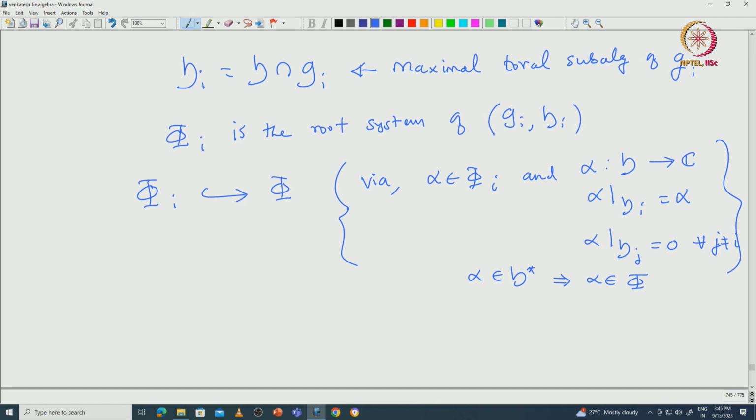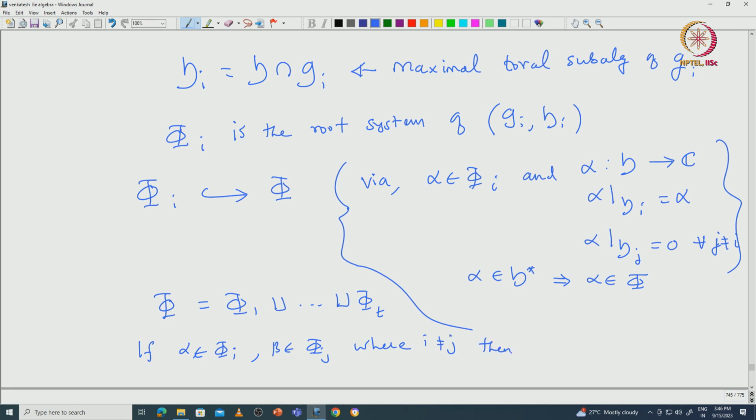Then we can write phi as a disjoint union of phi 1 etcetera phi t, and not only that, if you take alpha and beta from different components, then the inner product will be 0. So if alpha is from phi i and beta is from phi j where i is not equal to j, then alpha and beta have inner product 0.